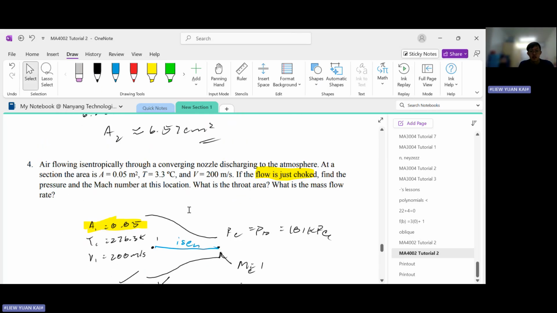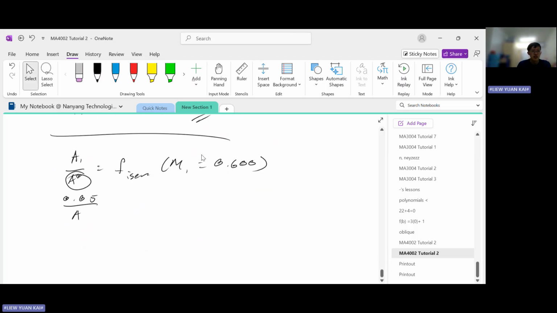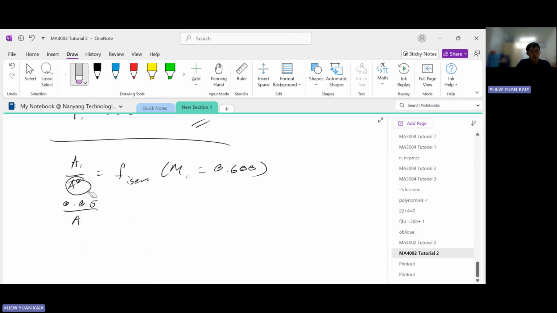And where is the critical area? The critical area is the cross-section area where Mach number equals to 1, right? Mach number equals to 1. Therefore, this point is the critical point, and for an isentropic flow, the critical point occurs at the throat of the nozzle, okay, the throat of the nozzle. Therefore, A star can be directly replaced with AT.